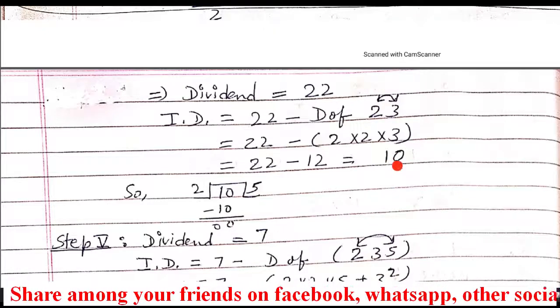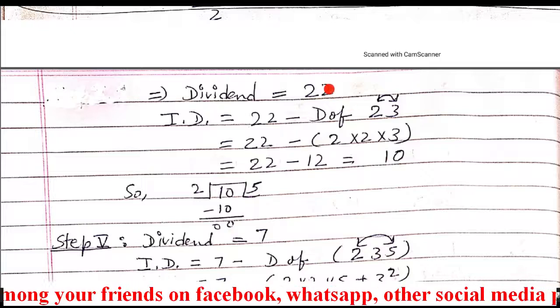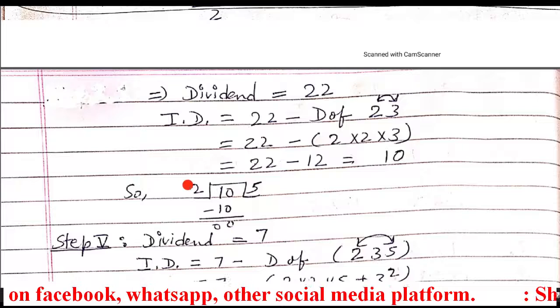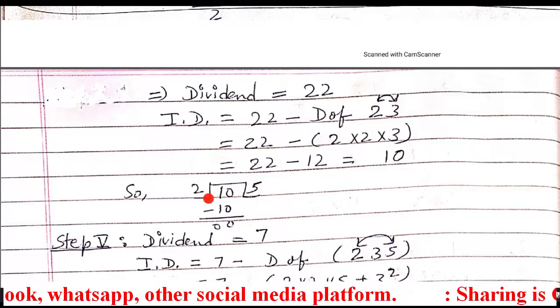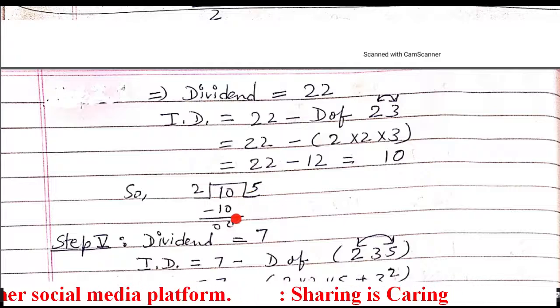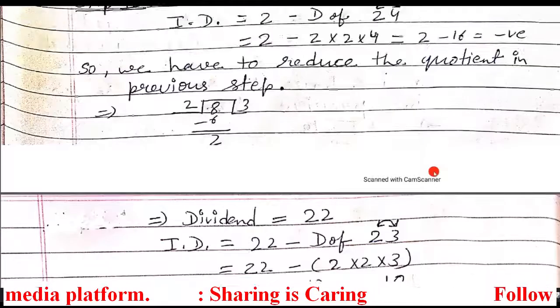So 10. So in this improved dividend is 10. Means 22 is changed to 10. So this 10 you have to divide by the divisor, that is 2. So 2 5s are 10. We obtained here 0. So quotient is 5 and remainder is 0. We will enter in the table.